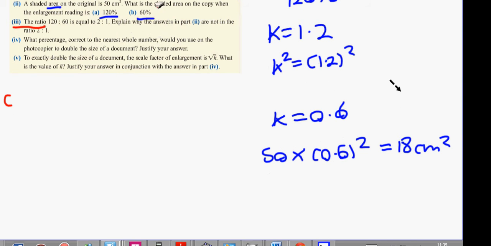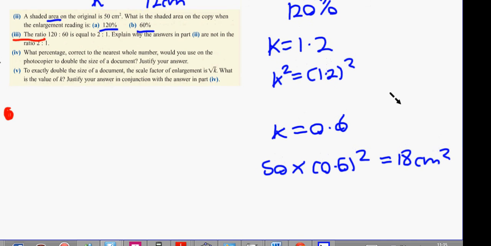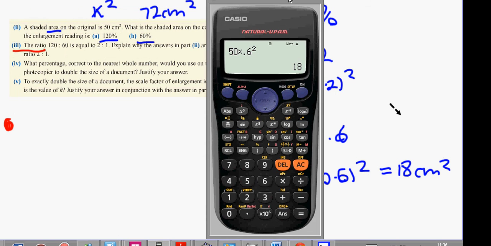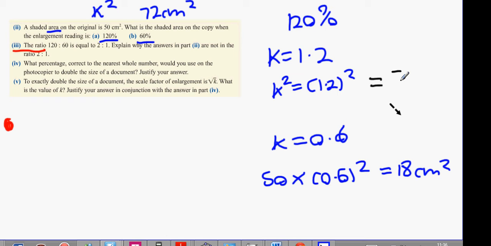The next one is the ratio of 120 to 60 equals 2:1. Explain why answers in part 2 are not in the ratio 2:1. Okay. Part 2. The reason why the answers in part 1 aren't in the ratio 2:1. So what was the first answer again? The first answer was 50 multiplied by 1.2 squared. What was that? 72. Why is 72 and 18 not in the ratio 1:2 or 2:1?